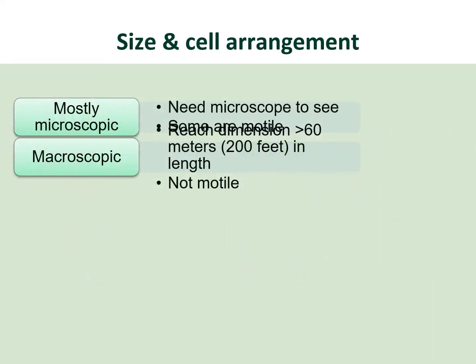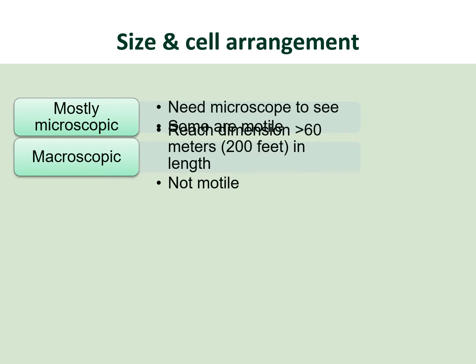The other characteristics of algae are their size and cell arrangement. The algae size can range from microscopic, which needs to be observed under a microscope, to much larger, macroscopic. Macroscopic organisms can reach dimensions greater than 60 meters in length, which is about 200 feet. The microscopic organisms tend to be unicellular and sometimes they are motile.